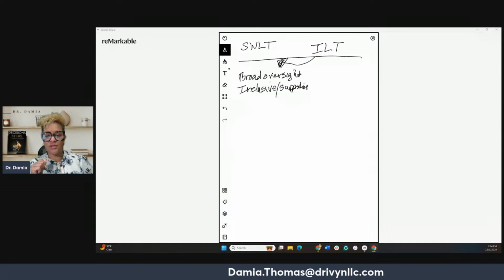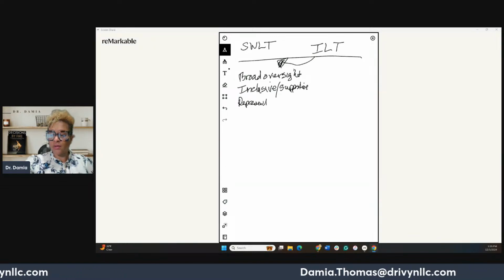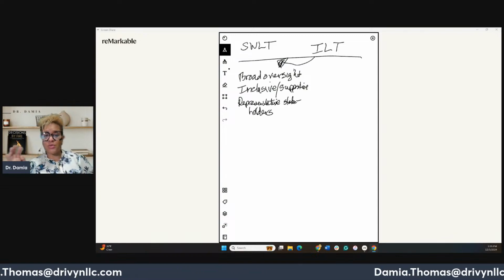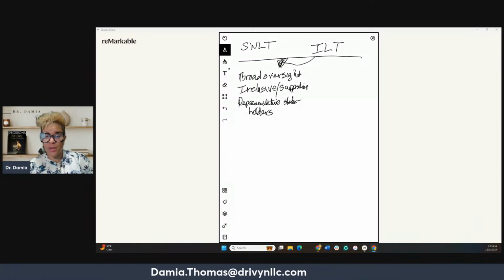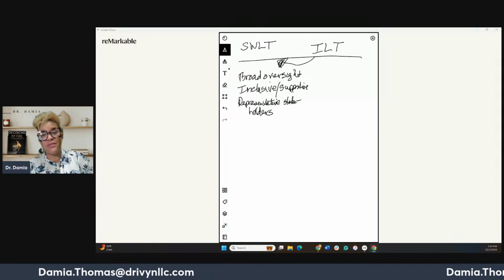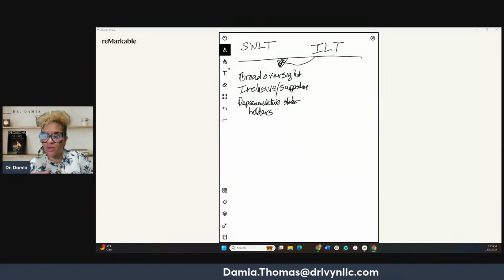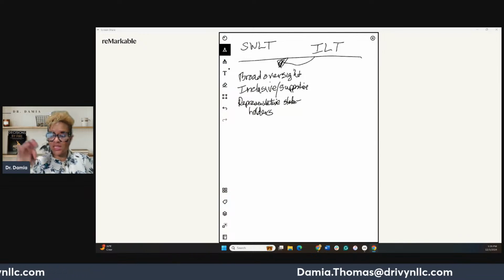Excuse my chicken scratch. And then, like I said, it represents all the stakeholders, including counselors, teachers, administrative staff, and even some parents and family members. It's really important to have at least a parent and maybe even a student representative on this team as well, because it's really important, especially if you're getting federal dollars, that you have all stakeholders included in the decision-making process.